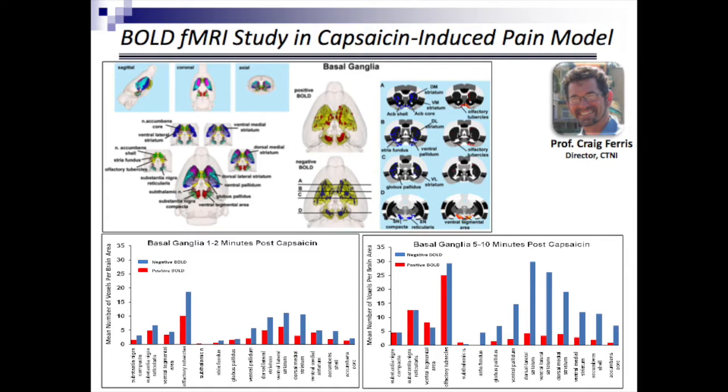And Craig and his team at the CTNI use a 7 Tesla MRI instrument to map out different regions of the brain that respond to the stimuli. And subsequently, our approach was, can we affect those stimuli that are induced by capsaicin with our nanoemulsion formulation of DALDA? And so we use a positive BOLD approach with functional MRI to characterize the effect of the peptide.